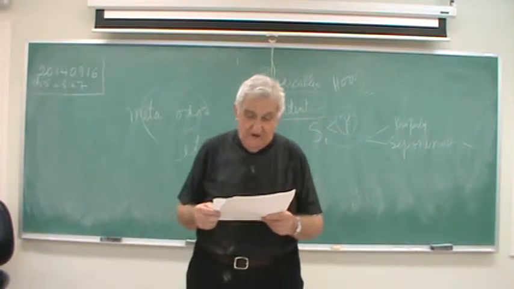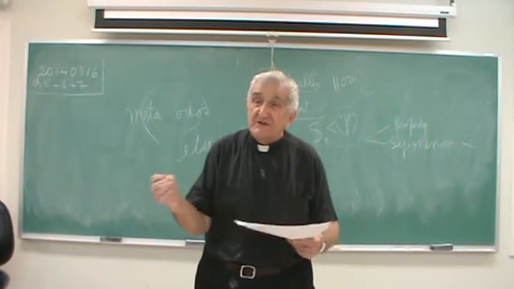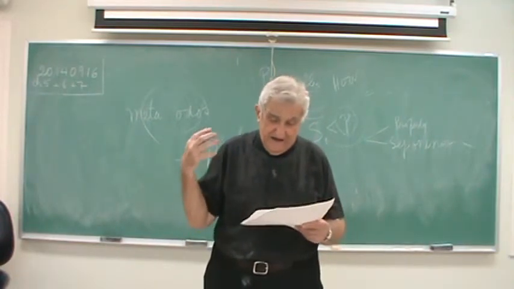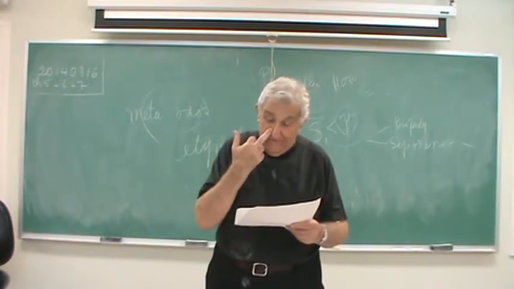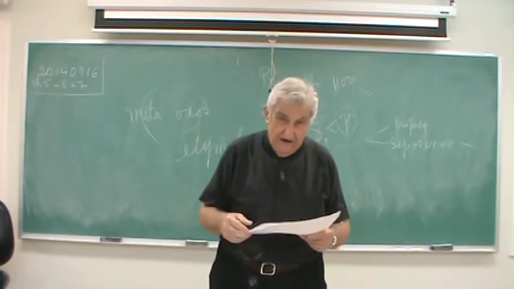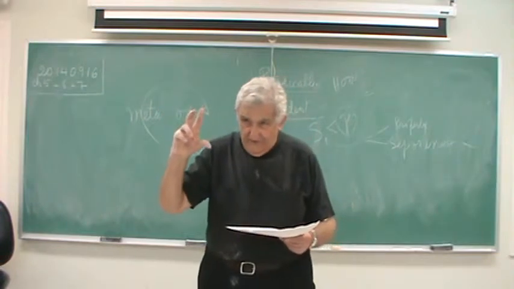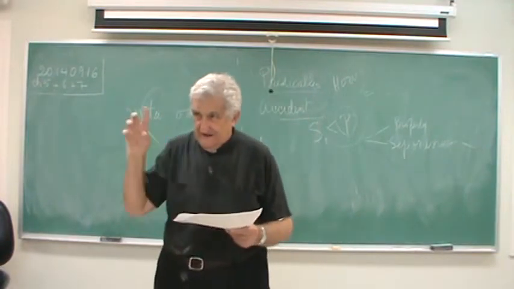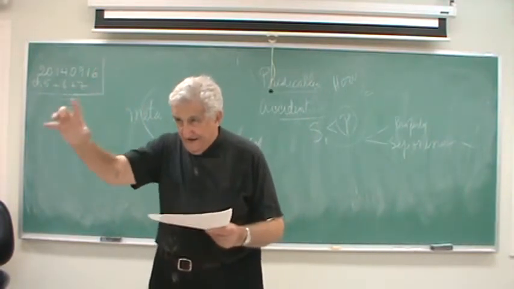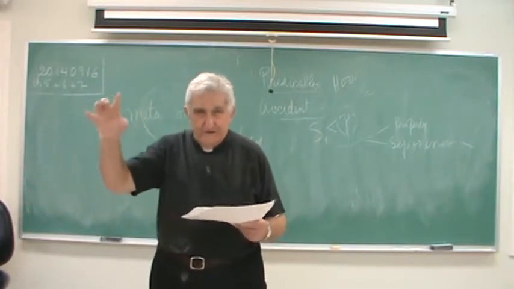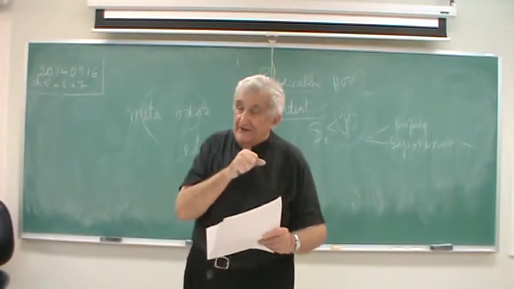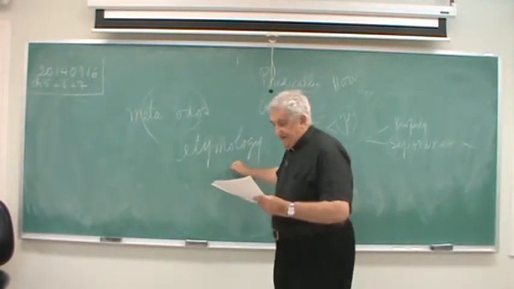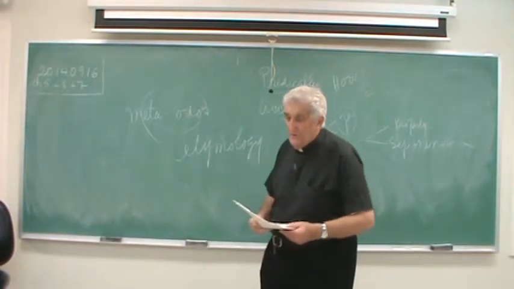The first is the nominal definition. After that, we try to classify. So we use the general category. We use the ten categories. We make a difference between the substance and the accident. And we know the different accidents: quantity, quality, relation, passion, action, etc. We use, secondly, the genus and specific difference. So we use all those things.